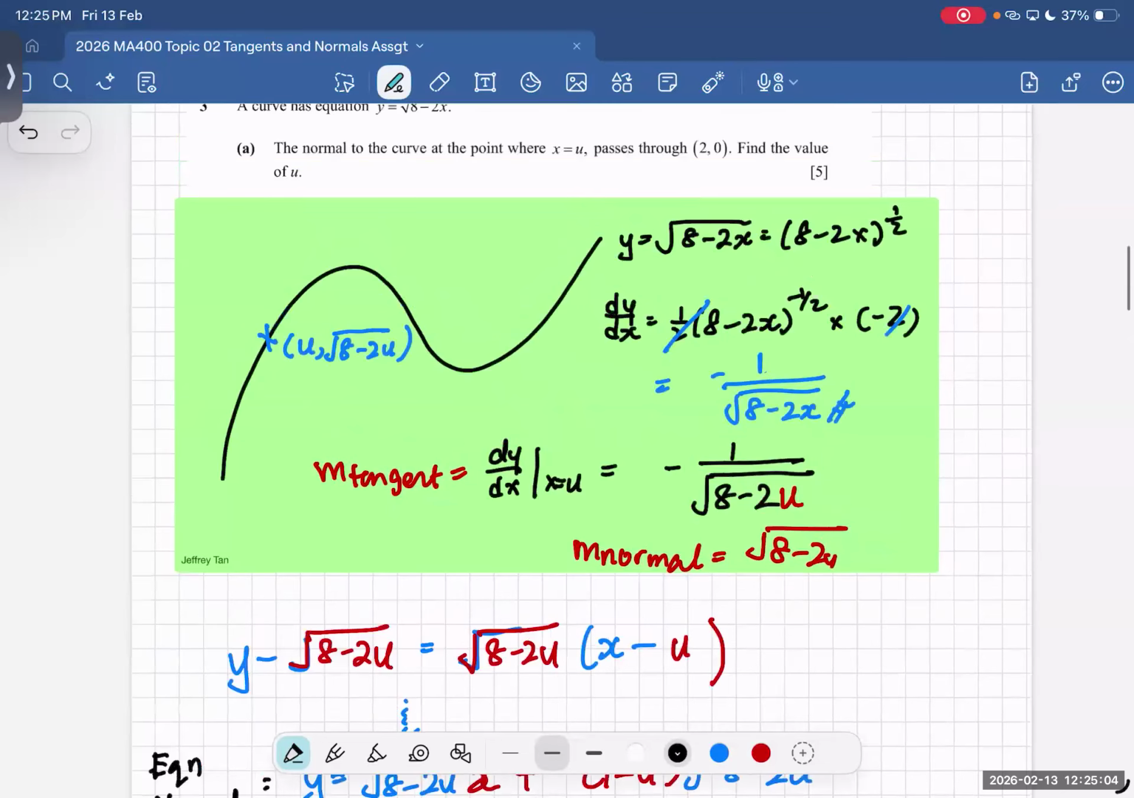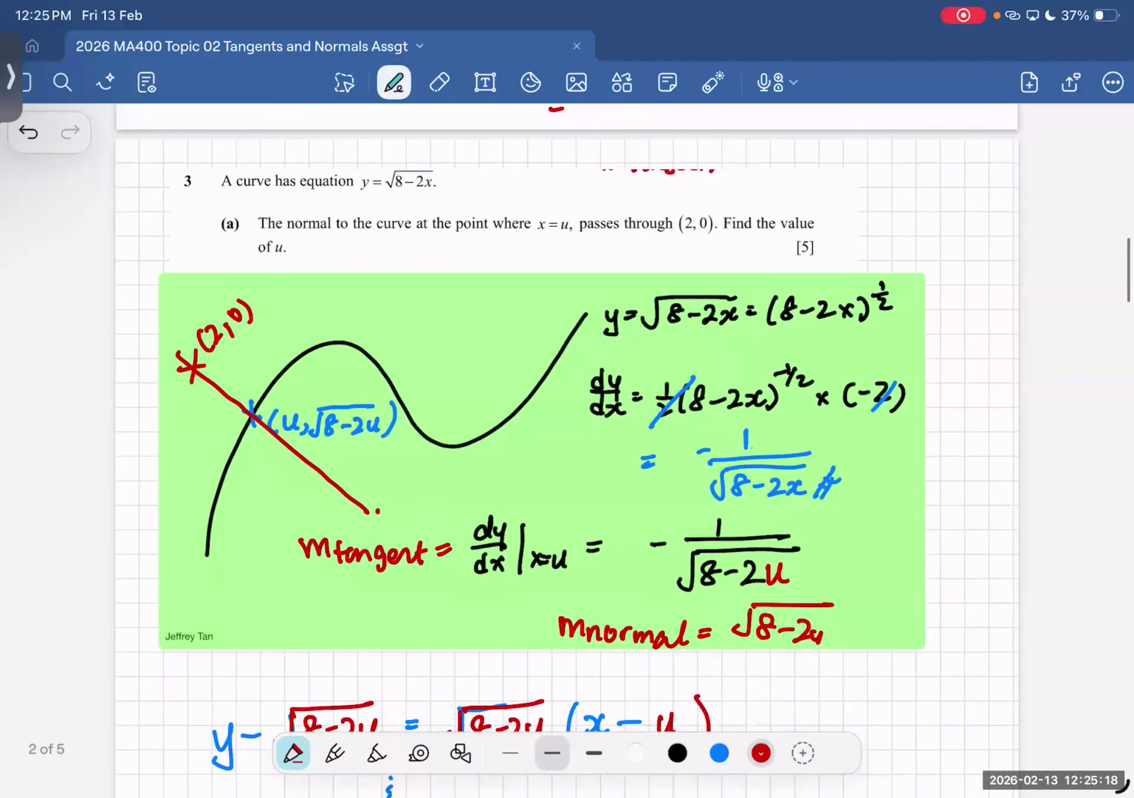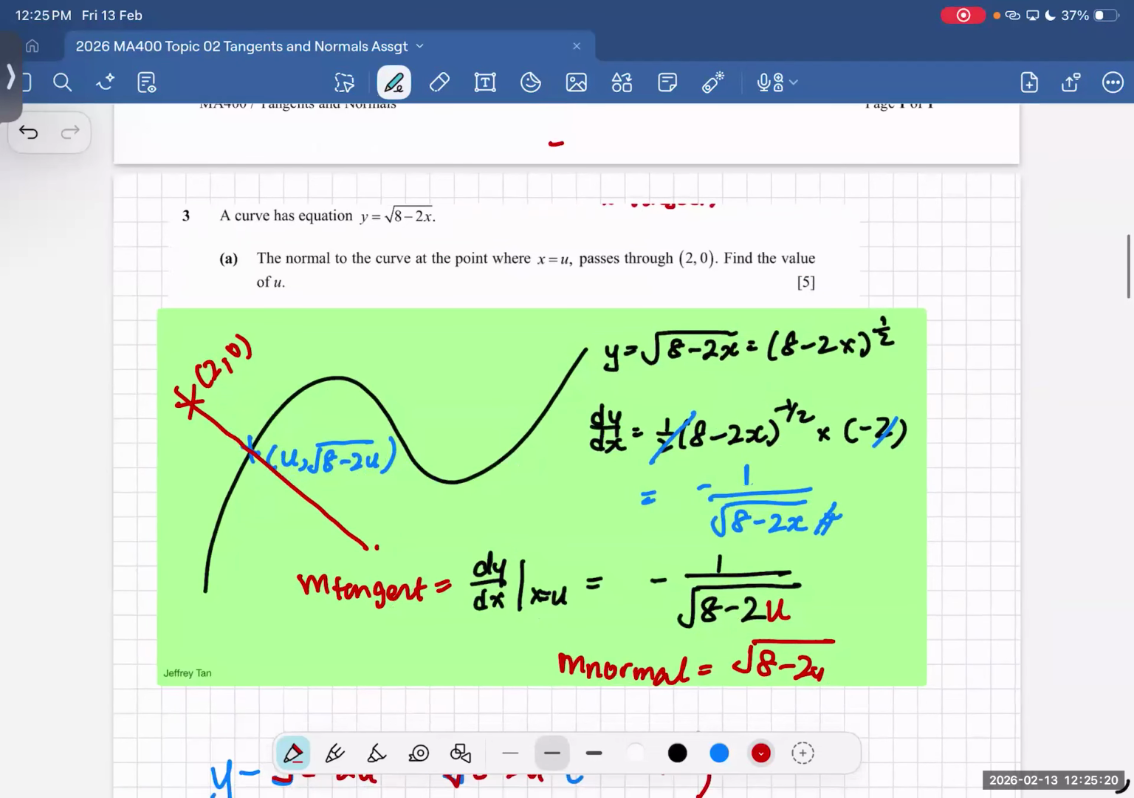So now this normal, you see, guys, this normal. Now the narrative is that they're telling me, okay, this normal now passes through 2, 0. 2, 0 lies on the normal. I have to find u. So what do we do next?